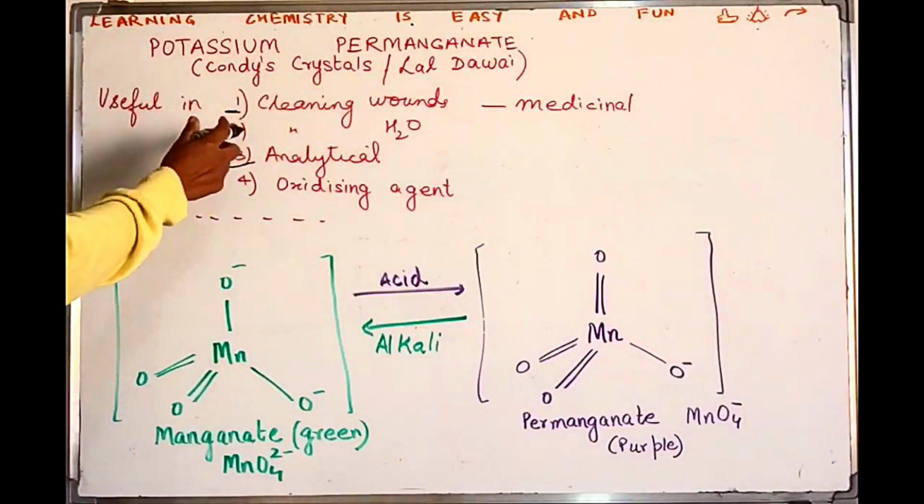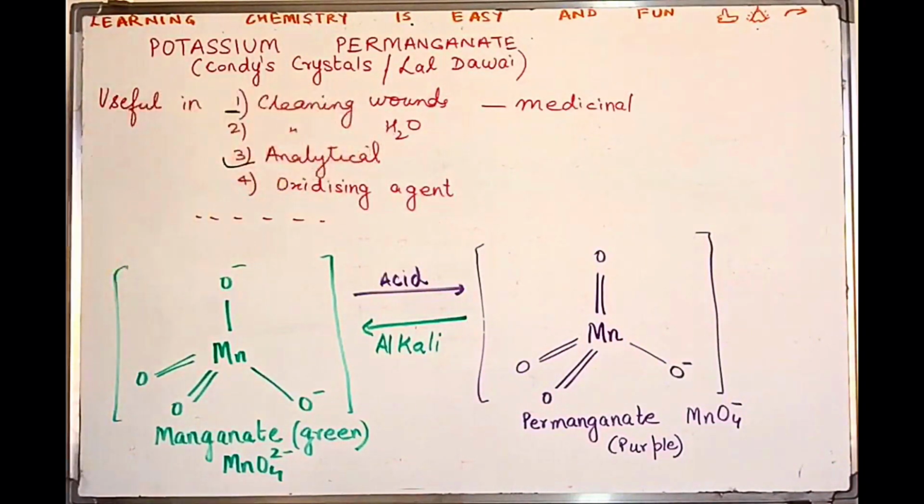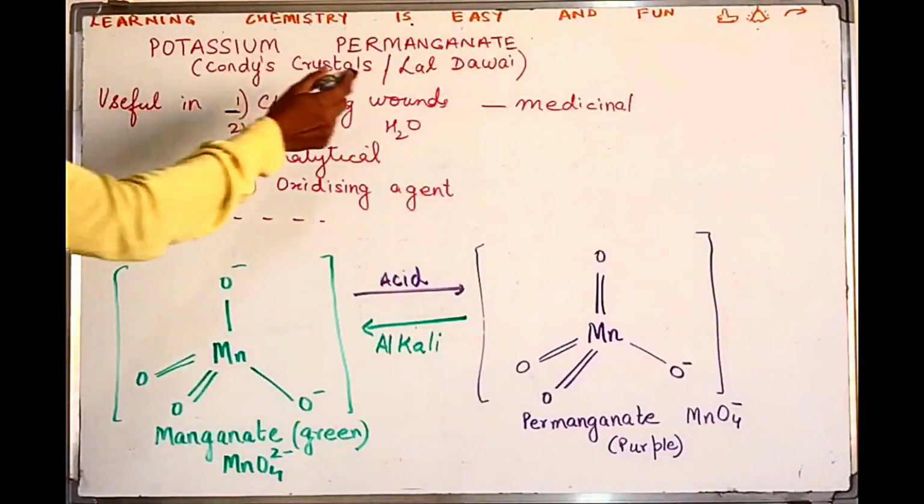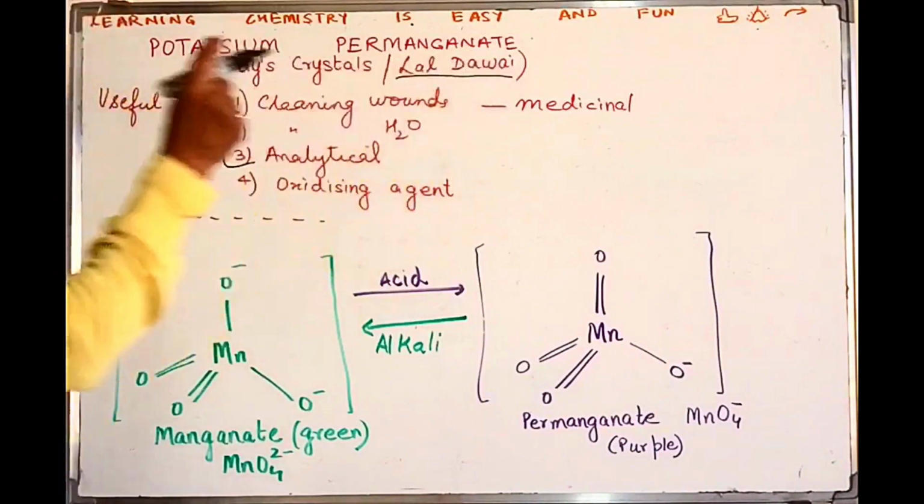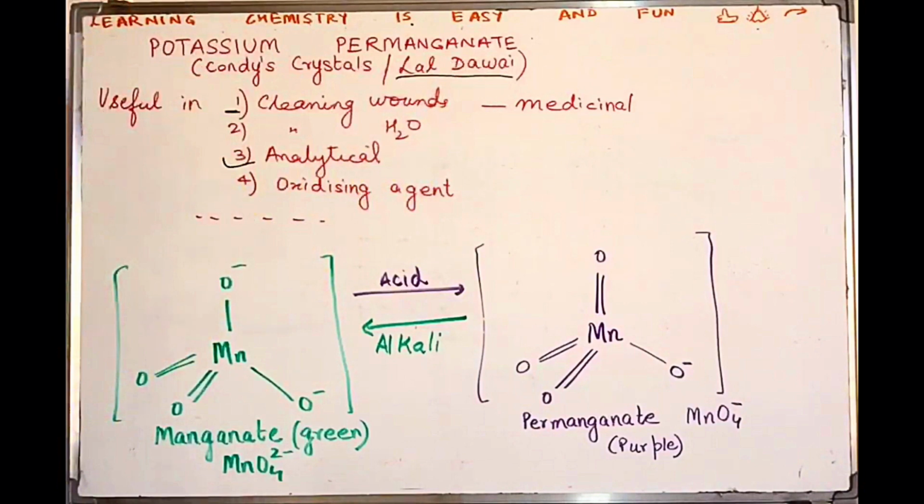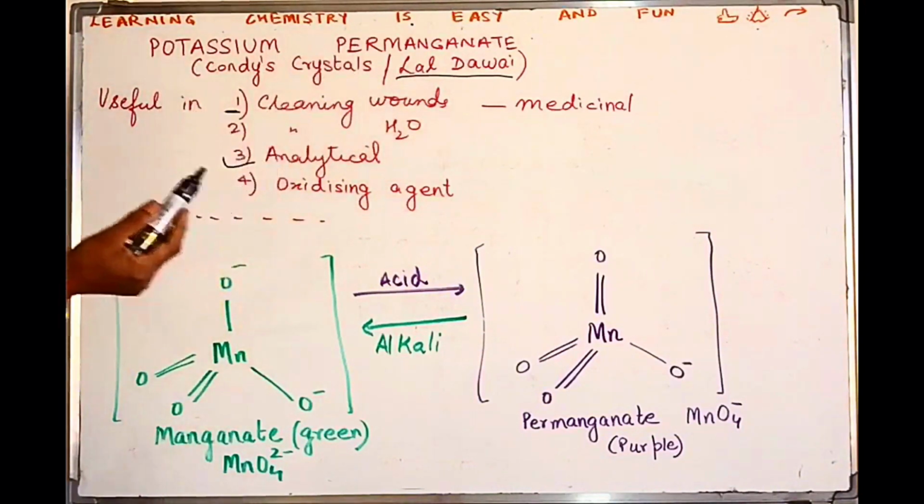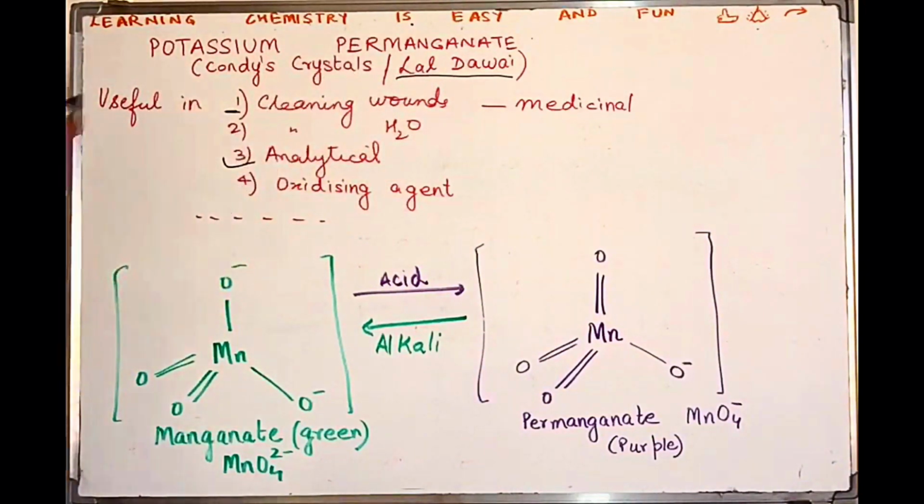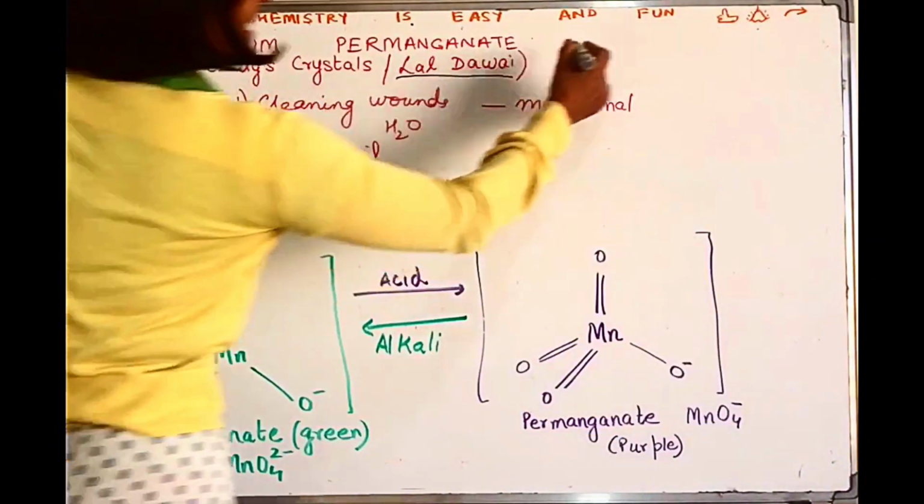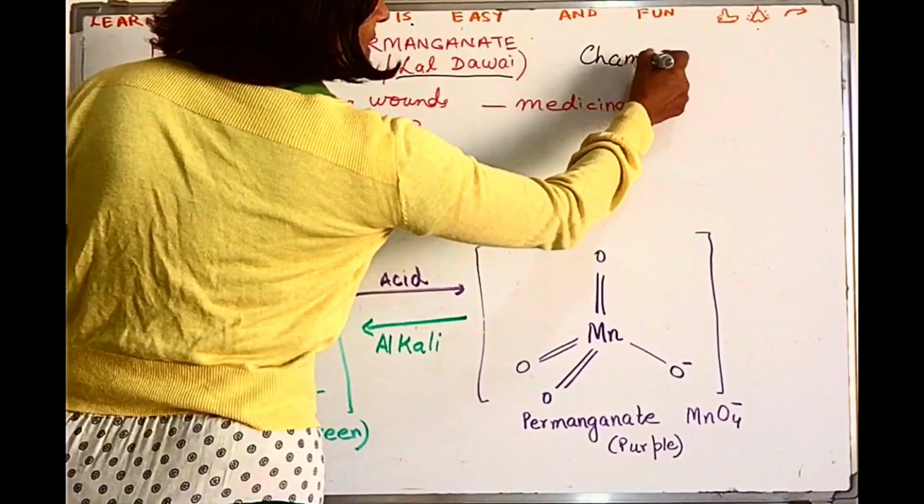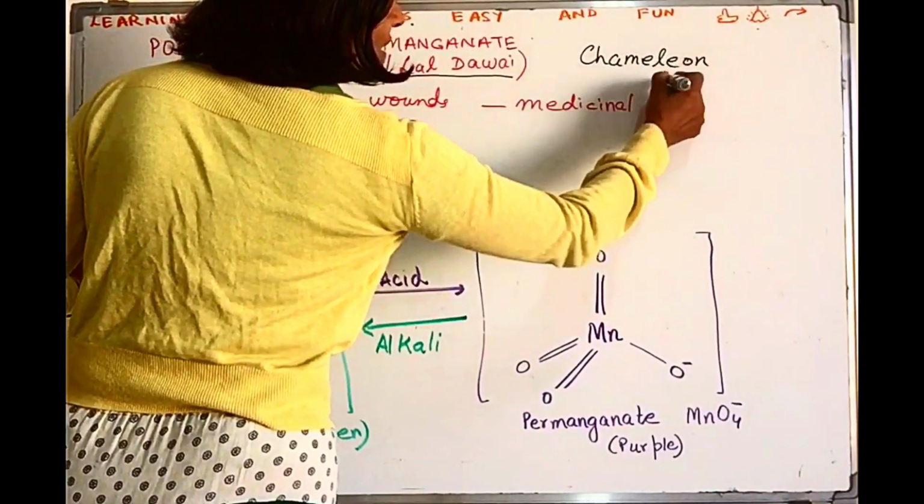A pinch of potassium permanganate added to water, which is used for drinking purposes, helps to clear out the bacteria as well. When you get injured, you would have seen a red liquid being applied to your injury many a times, and that is what is commonly known as the lal dawai, right? It is also called Condy's crystals. Interestingly, it is also called the chameleon mineral.